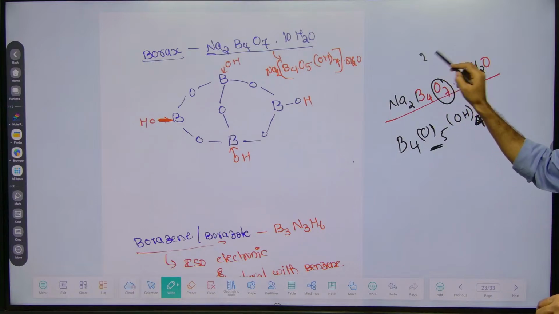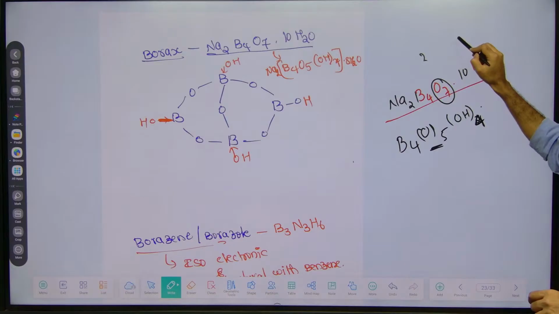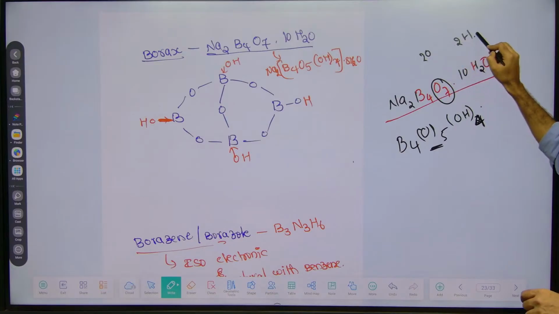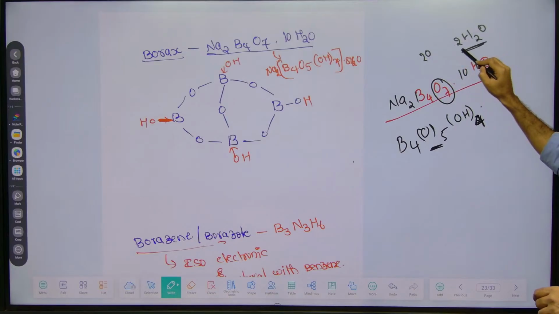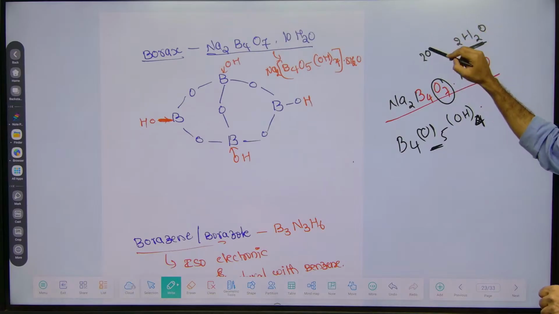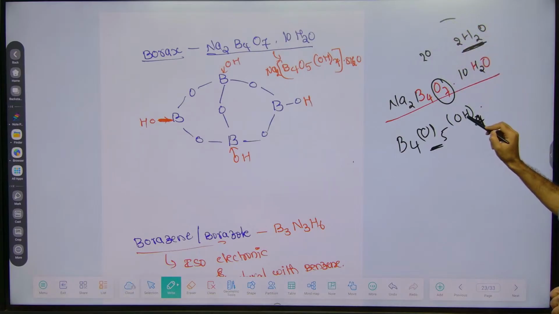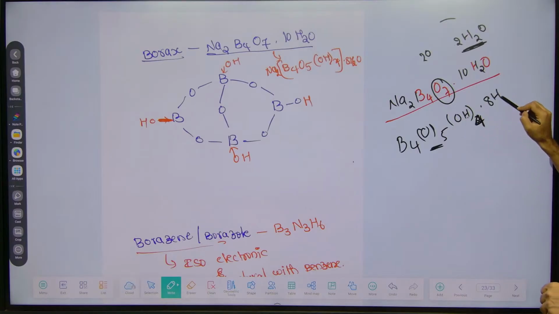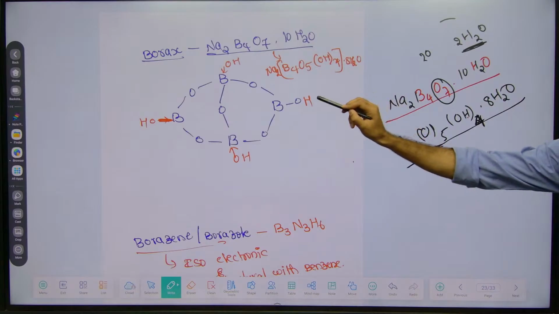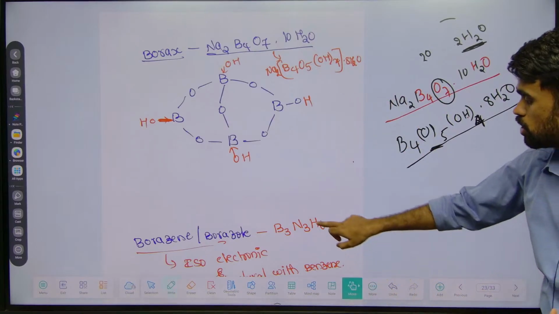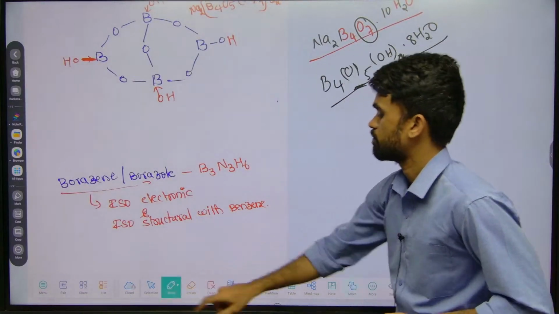2 oxygens are remaining now. From this 10, you take 2 H2Os. How many hydrogens are there? How many total oxygens we have now? 4. So I am writing 4 oxygens, 4 hydrogens as OH. Next, dot 8 H2O. If you write like this, you will get the structure easily. Okay, I will tell you how to draw the structure, just listen to me.